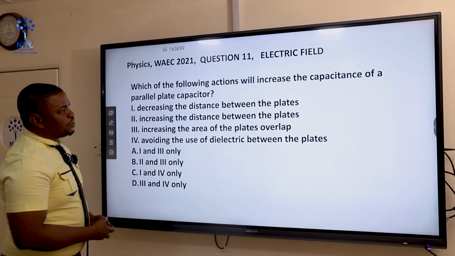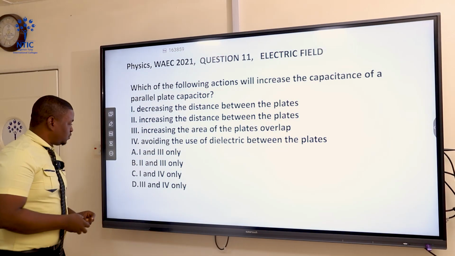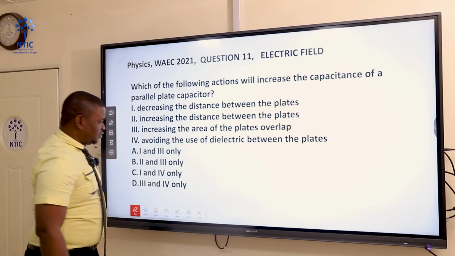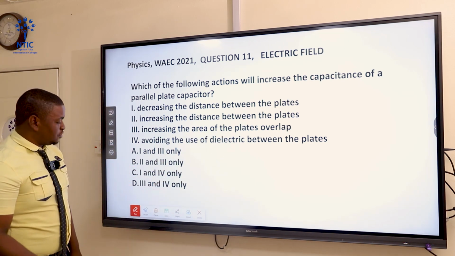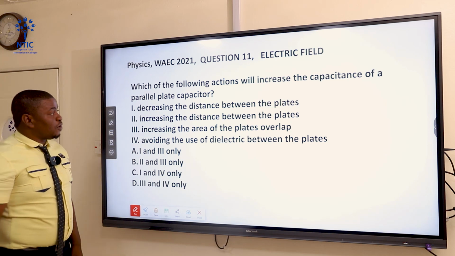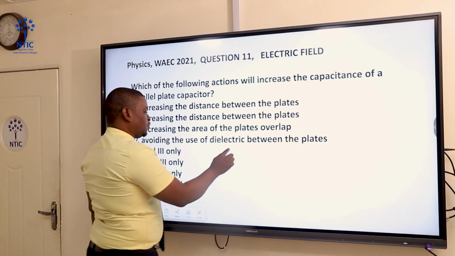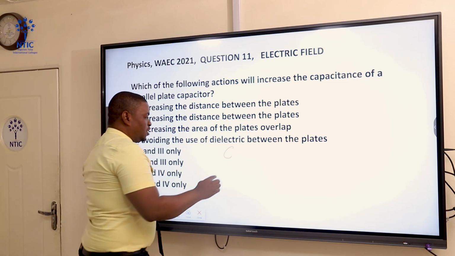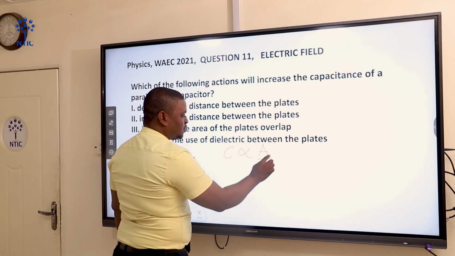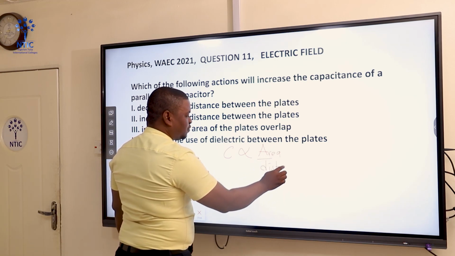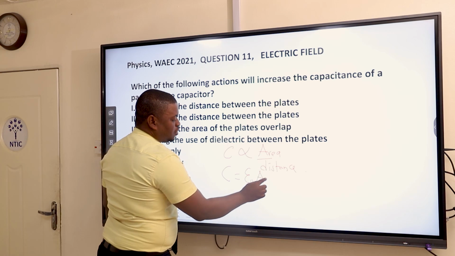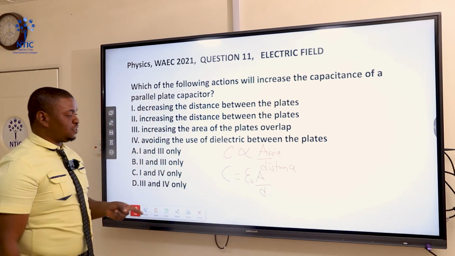So which of the following actions will increase the capacitance of a parallel plate capacitor? Nice. Now, in static electricity, we know that a capacitor can store charge. The ability of a capacitor to store charge is what we call the capacitance of the capacitor, which is C. Now, the capacitance of a capacitor is directly proportional to the area and inversely proportional to the distance of separation. Now, if I remove this sign, I'm going to have A over D.